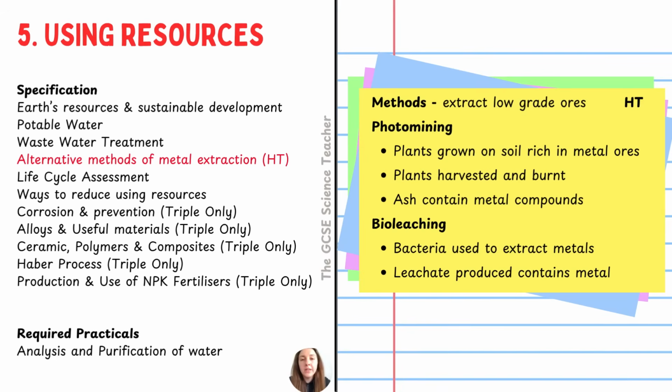The next one is bioleaching, and this uses bacteria to produce a leachate solution that contains the metal compound. This leachate can then be processed to gain that metal. And this is by a method called electrolysis. So you could, for example, get copper from the solutions of copper compounds and displace that copper with scrap iron.